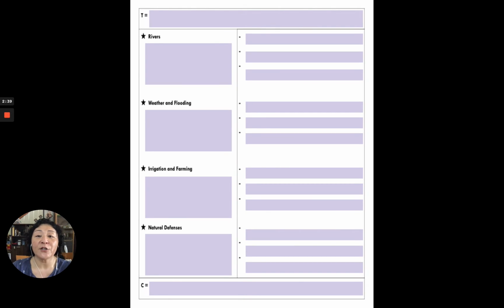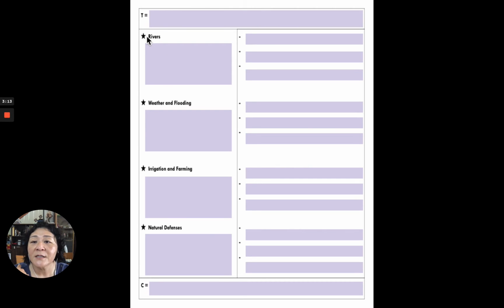So here is the T-chart. Your topic you're going to put up here. And then remember, the T-chart is to plan. You don't have to put complete sentences in, but if you want to, you can. It's up to you. Your topic would be either ancient Mesopotamia or ancient Egypt, not both. One or the other. Okay?